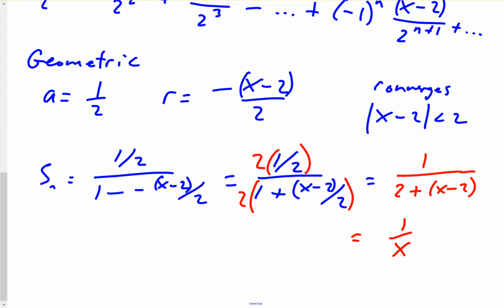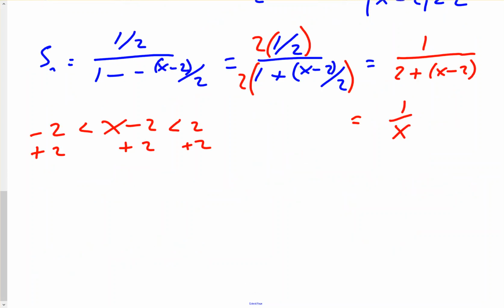over x for this interval, x minus 2 in absolute value less than 2. And to be more specific, x minus 2 less than 2 and greater than negative 2, add 2. So it converges when x is greater than 0 and less than 4. Okay, so that is our first example.